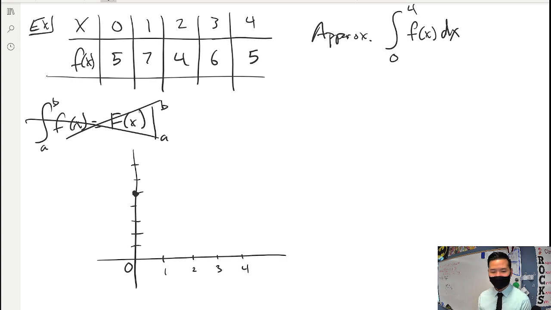So what is the value at x equals 1? We get 7. When x equals 2, we get 4. When x equals 3, we get 6. When x equals 4, we get 5, which is right there. Can you see the function?